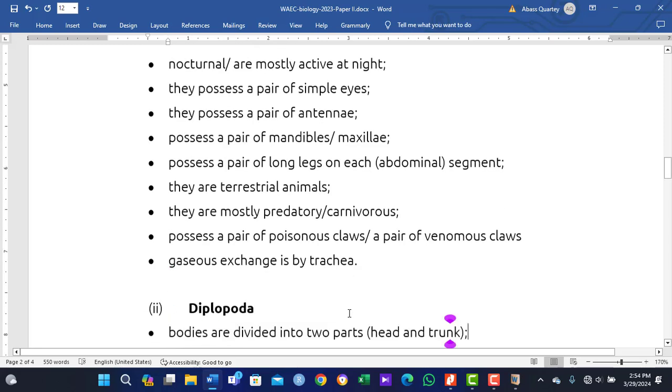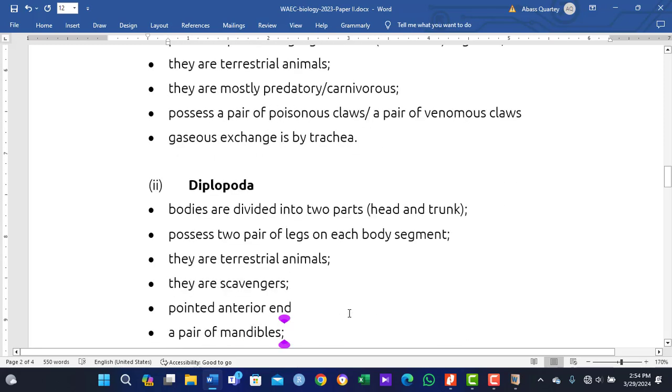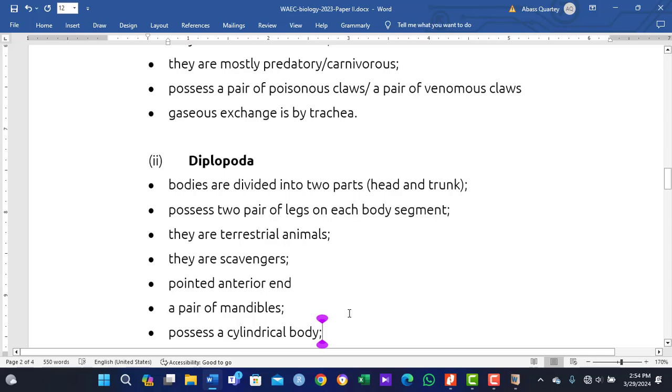Then Diplopoda. Here, the bodies of the animals are divided into two parts, head and trunk. They possess two pairs of legs on each body segment. They are terrestrial animals. They are scavengers. Pointed anterior end. The anterior end refers to where they have the mouth parts, the pair of antennae, and the pair of mandibles. They possess a cylindrical body. They possess a pair of antennae. Antennae are quite short here.